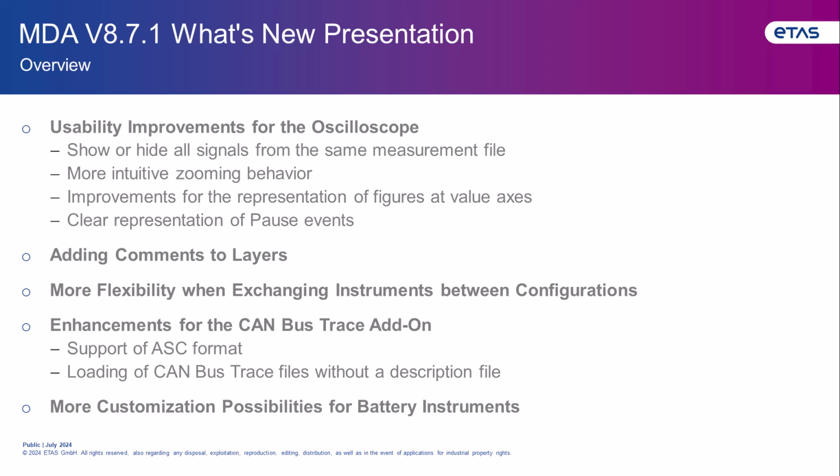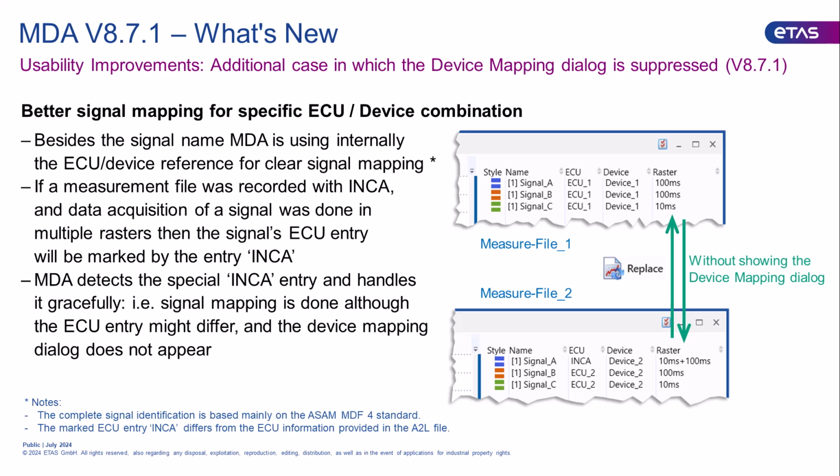There are two smaller features I'd like to explain on slides only. Based on your feedback and example files for the device mapping dialog, we could identify a shortcoming in our implementation. If a recording is done with Inca, it can happen that for some signals the ECU entry in the MDF file is Inca. This occurs if the data acquisition of a signal is done in multiple raster, while if the recording is done in a single raster, the ECU entry is defined by the entry in the A2L file.